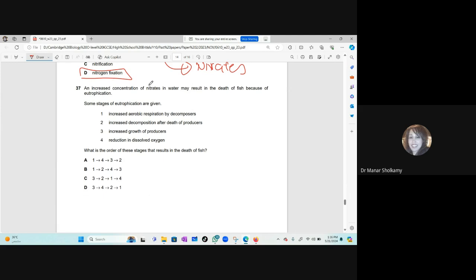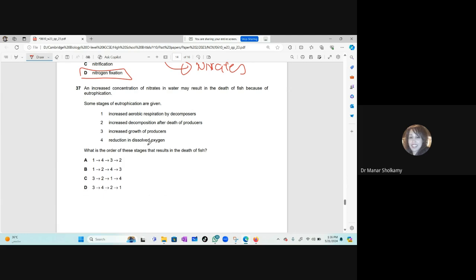37. An increased concentration of nitrates in water may result in the death of fish because of eutrophication. Some stages of eutrophication are given. 1. Increased aerobic respiration by decomposers. 2. Increased decomposition after death of producers. 3. Increased growth of producers. 4. Reduction in dissolved oxygen. What is the order? What is the first thing that happens in eutrophication?